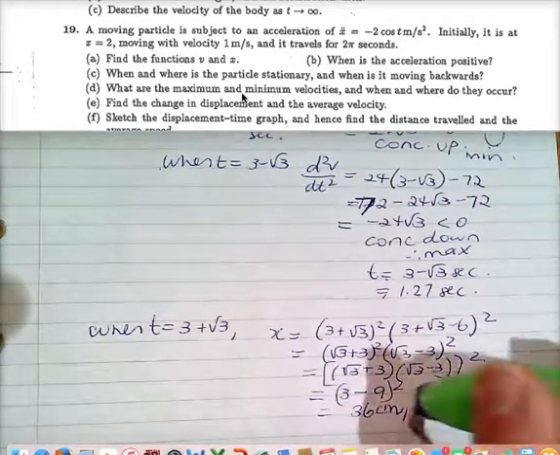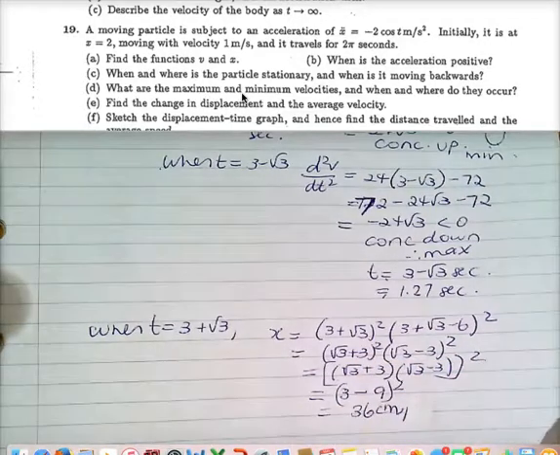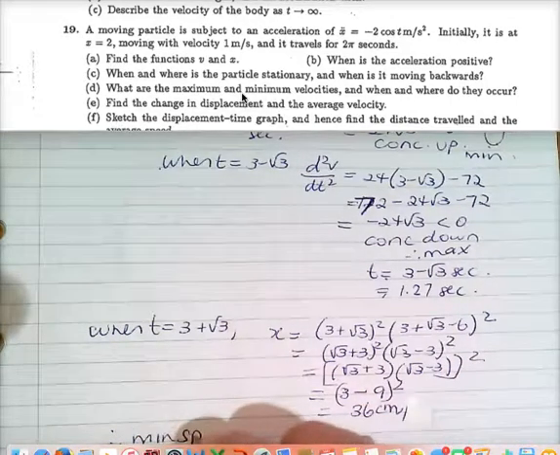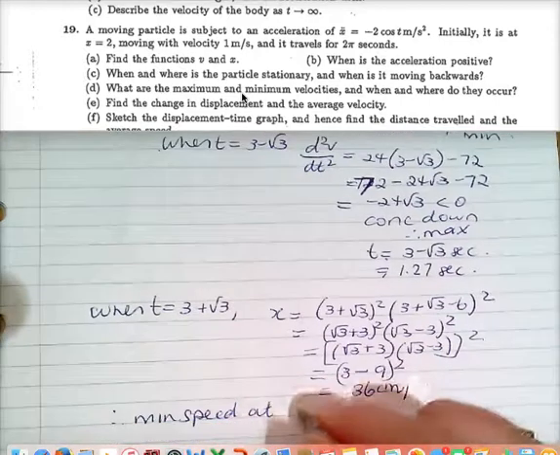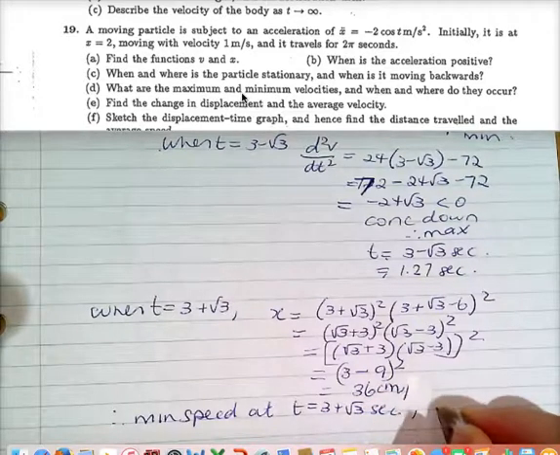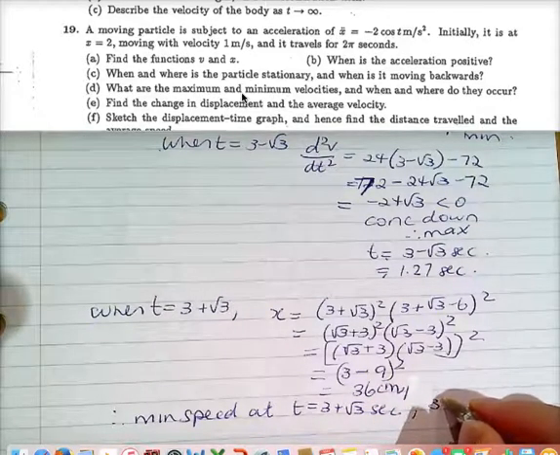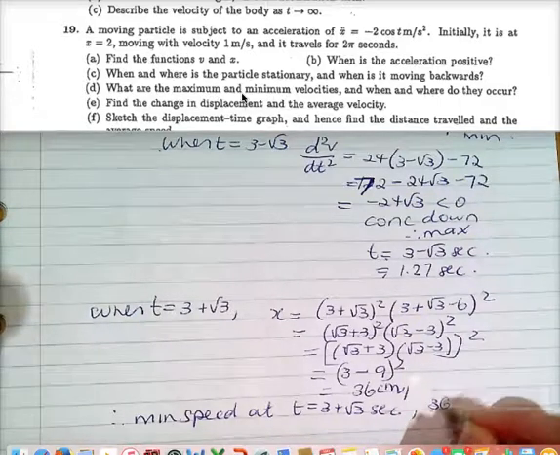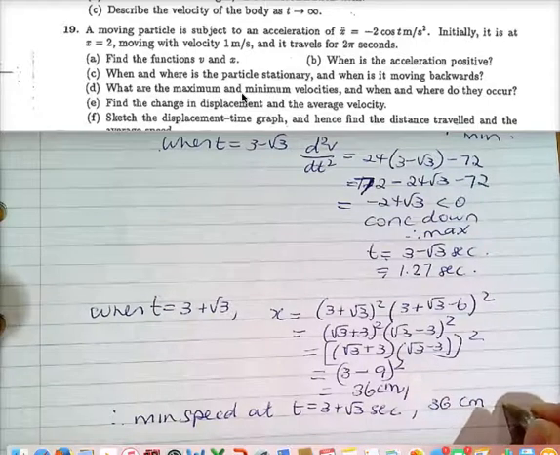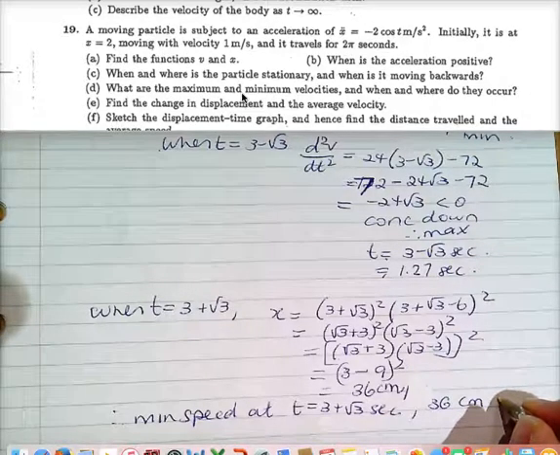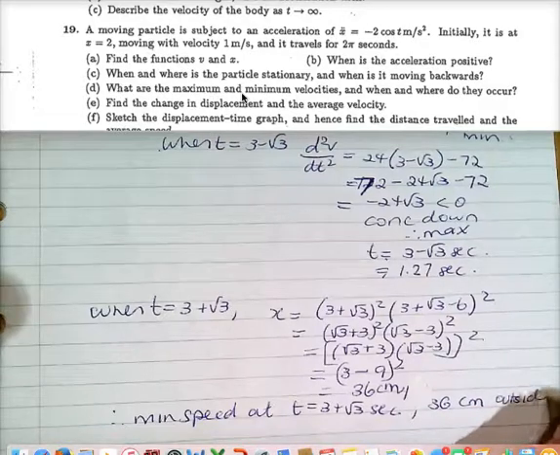So the minimum speed, I mean velocity, is at t equals 3 plus root 3 seconds, and it'll be at 36 centimetres. Minimum velocity at 36 centimetres outside the hole.